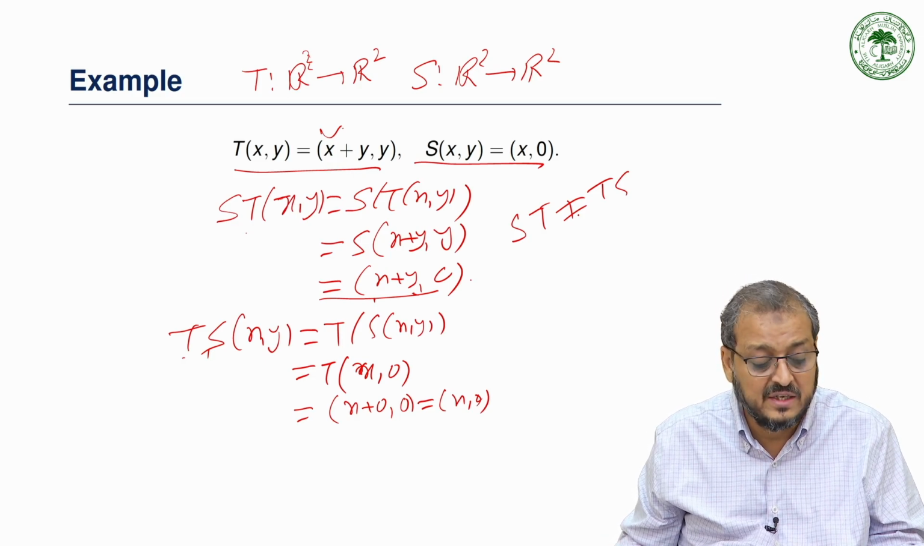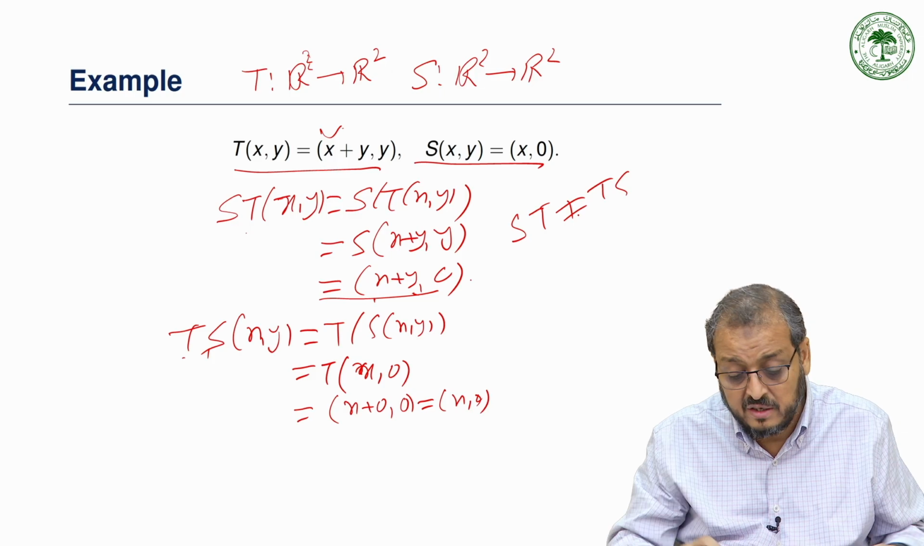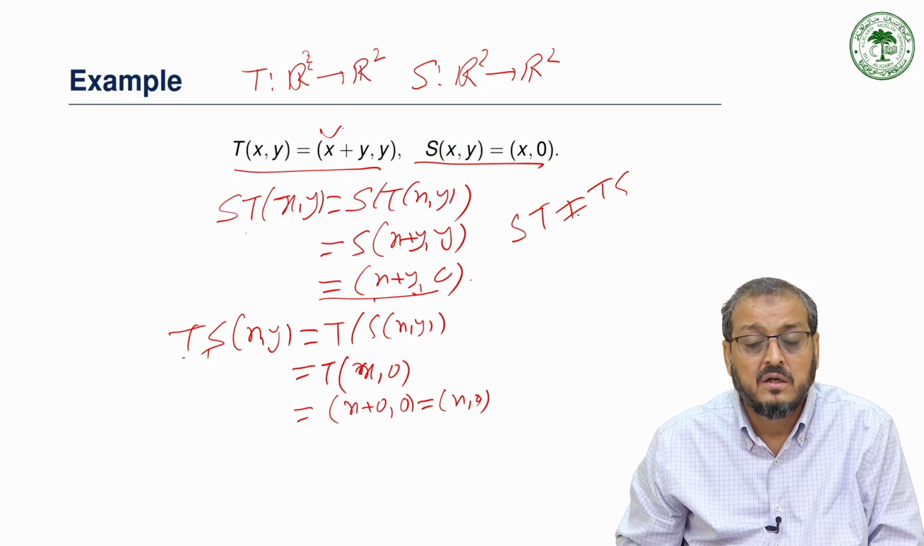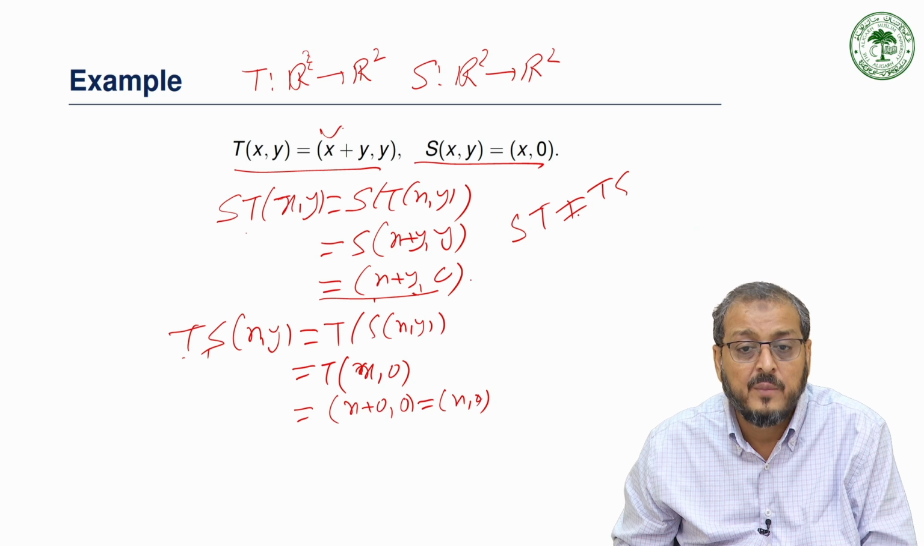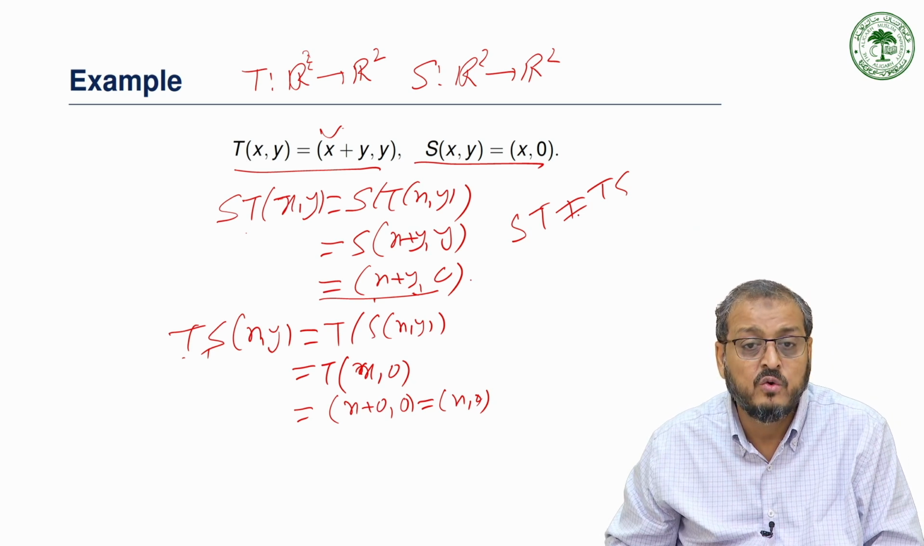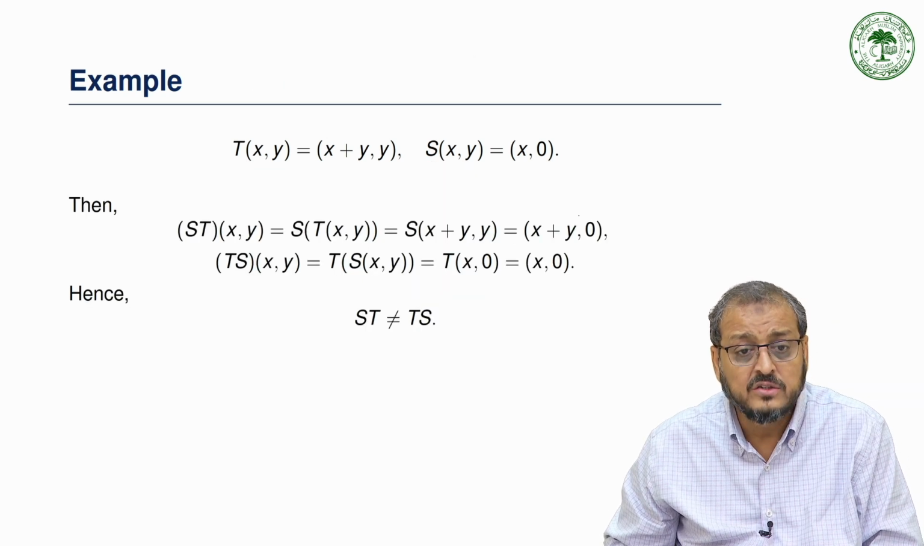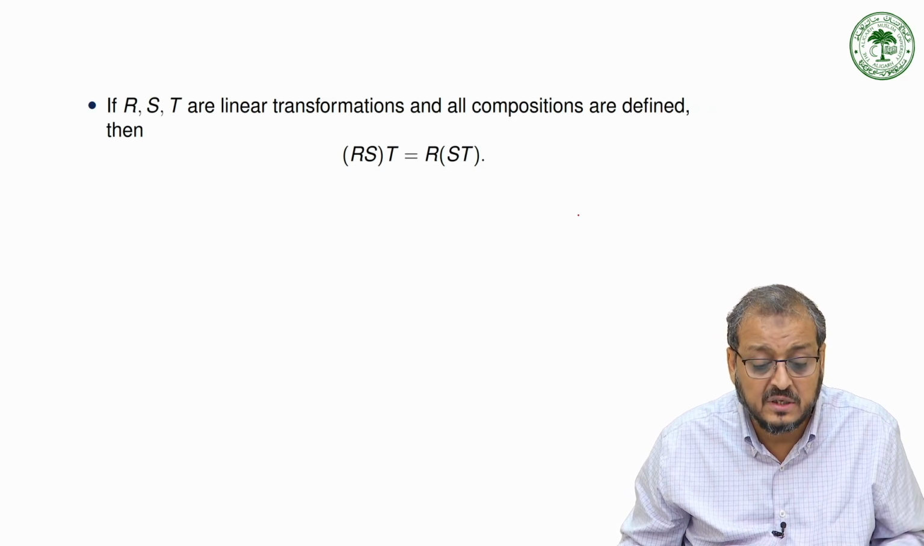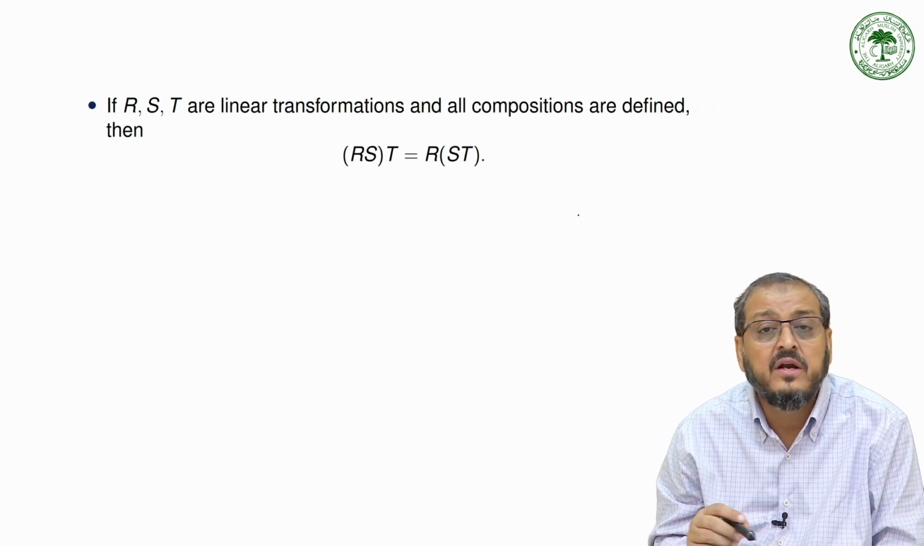So in general we can say that the commutative law of multiplication and the composition of a linear map need not be true in general. Okay, so now we have to say what about the associativity condition of a composition of maps.